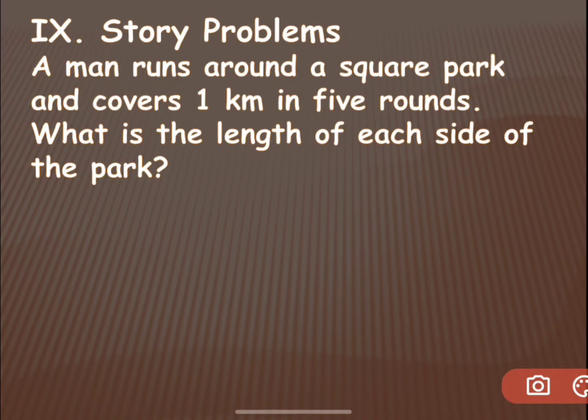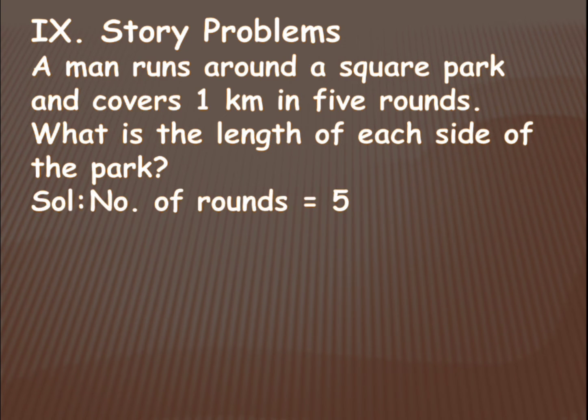Here they have mentioned it is a square park. Square park means all sides are equal. That means if you find the length of one side of a square, then the other sides are the same, isn't it, children? So, as it is a story problem, we need to write the steps and solve it. First, what they have given: the distance he covers for 5 rounds, that means the number of rounds is 5. Now how much distance is he covering?